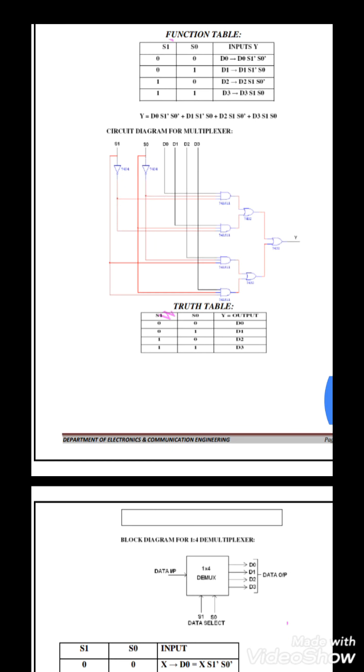After that you verify the circuit diagram available here. Based on the circuit diagram, we establish the circuit and then verify its truth table. When both selection lines are 0, for that time you get the output D0. So D0 is the input line.